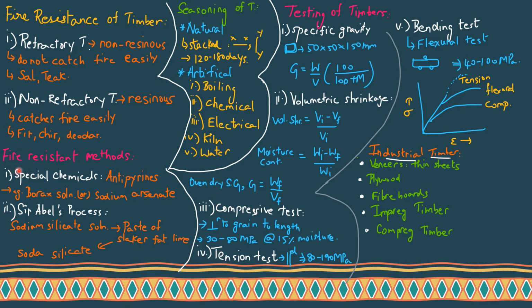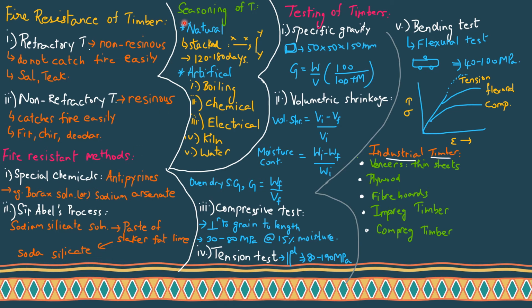And next is fire resistant methods. So what are the fire resistant methods? There are 2 different types. One is special chemicals and another one is Sir-Abel's process. First is antipyrines, for example borax solution or sodium arsenate is used. Second method is Sir-Abel's process. For this, sodium silicate solution is made into a paste of slaked lime. That is nothing but the soda silicate is used.